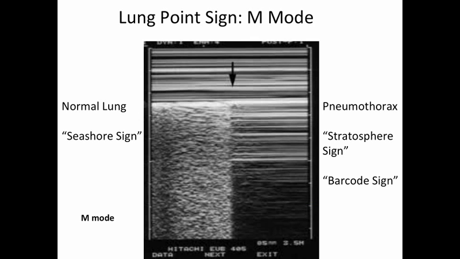If you compare side by side what it looks like in M mode, remember normal lung is going to have the Seashore Sign, so you get this grainy TV snow kind of image at the bottom of your screen. That's in contrast to pneumothorax, which just has these straight horizontal lines, because all you have is artifact from air. And so you just get these straight horizontal lines going across. That's called the stratosphere sign, or the barcode sign.